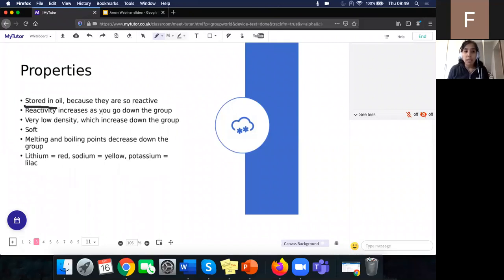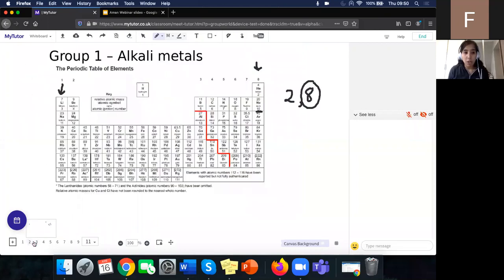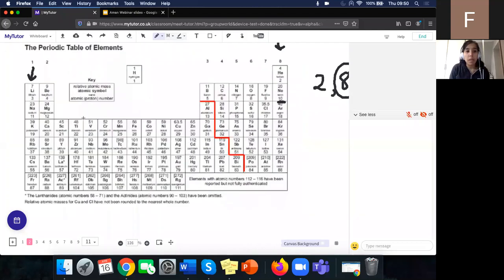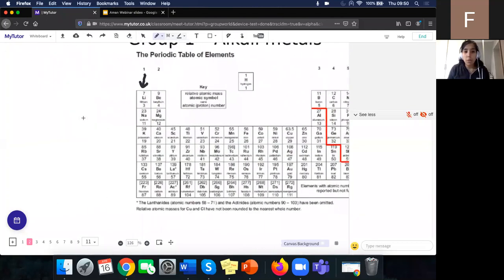So their reactivity increases down the group. Now, this is quite a difficult concept to understand because there are 3 factors at play here as to why the reactivity increases down the group. So let's look at our periodic table and have a think about why that could be. We've got lithium at the top, and potassium is the third one. So let's think about lithium and potassium.